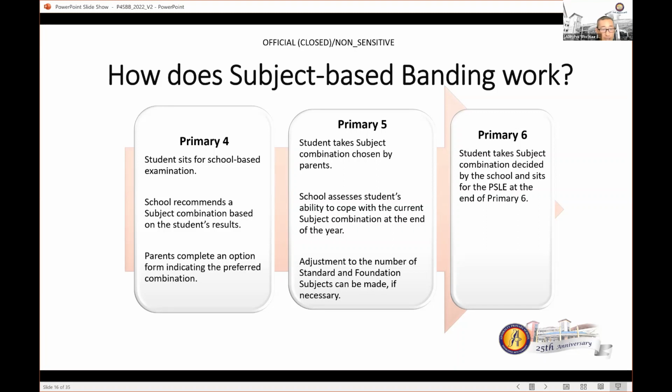And parents' option, so this is part of the procedure. MOE will want our parents to exercise the option. If you opt for the child to take foundation and we feel that your child should be taking standard, we will probably call you up and try to convince you. And again, in terms of taking higher mother tongue, if your child qualifies, our teachers feel that your child can do it and you opted not to, our teachers will also want to get in touch with you about that subject option.